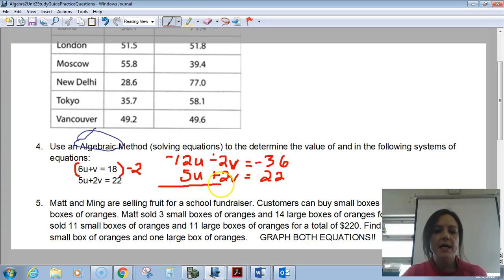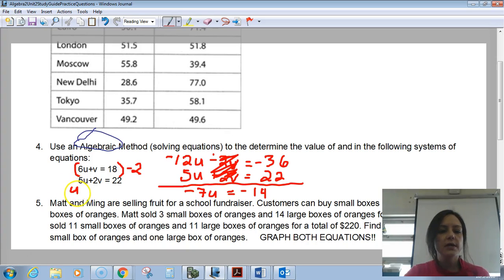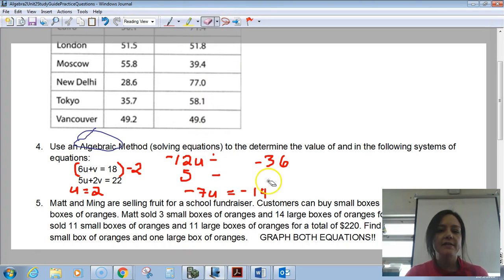Then I can combine them, and negative 7u, and then the v's cancel, equals negative 14. Oh, that makes sense because negative 7 times 2 equals negative 14. So my u is 2. Huh. U is 2. Okay, so now I just need to find v.